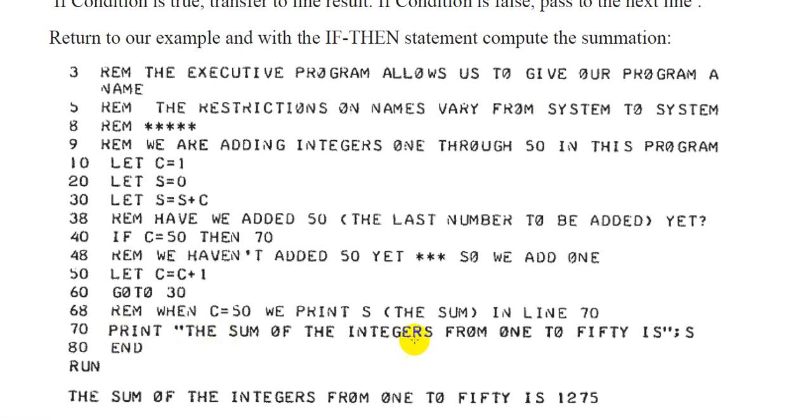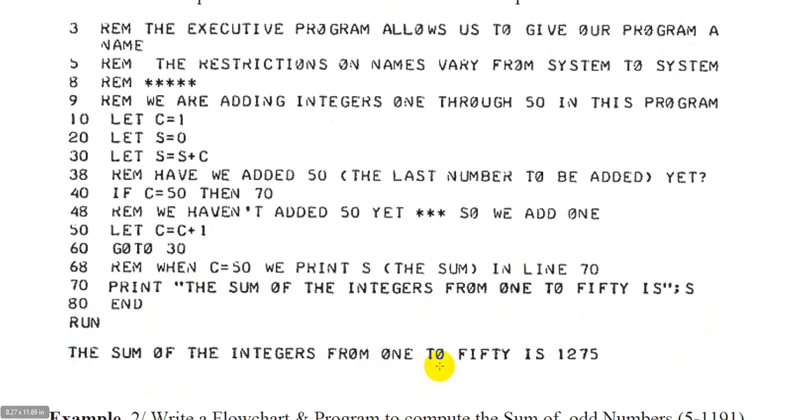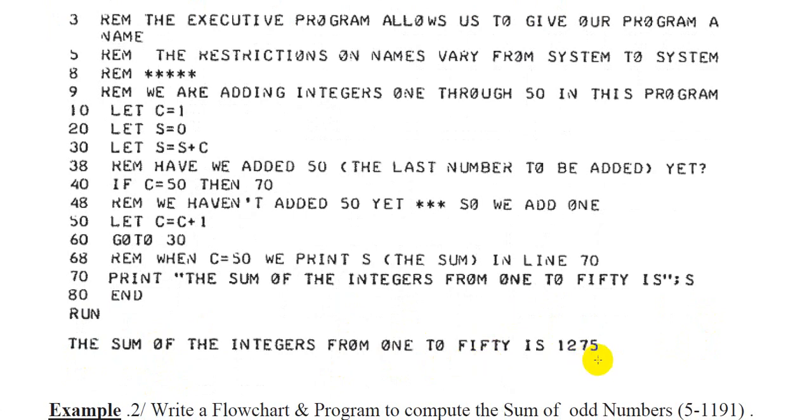70 Print, the sum of the integers from 1 to 50 is, double quote, comma S. 80 End. Run and execute. The summation of the integers from 1 to 50 is 1275.